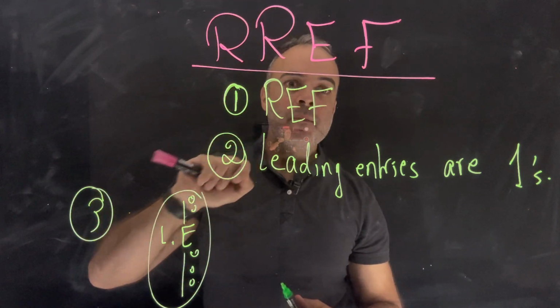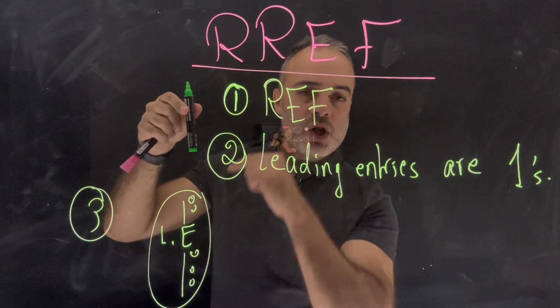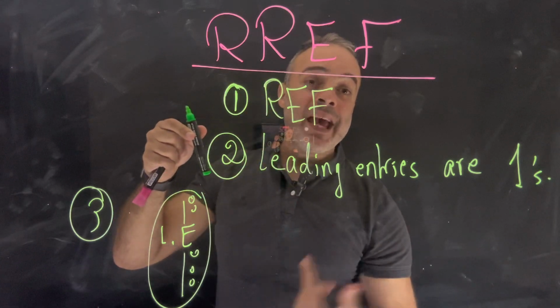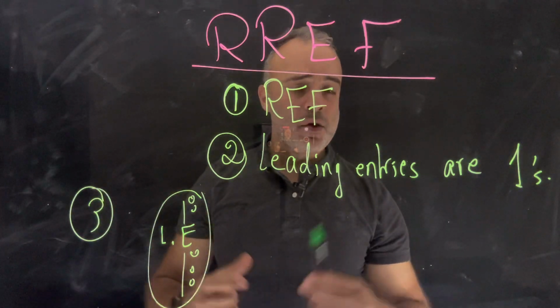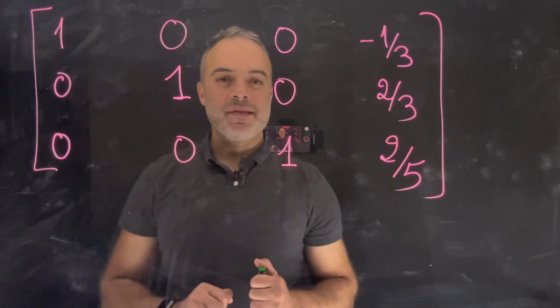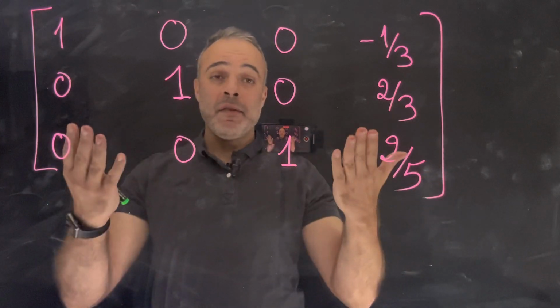So REF: all the leading entries are 1, and all the columns which contain these leading entries have all other entries as zeros, except for the leading entry. Of course, let's do examples in order to make it more clear. Let us check this matrix. So first of all, it has to be in the REF. Is it in the REF?